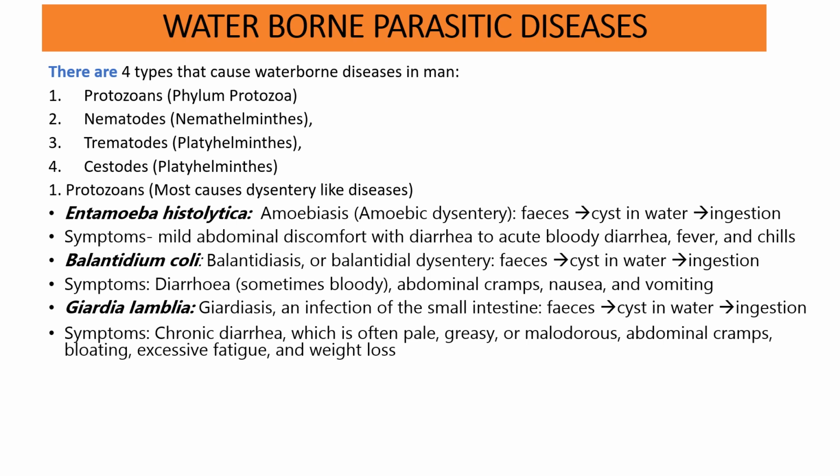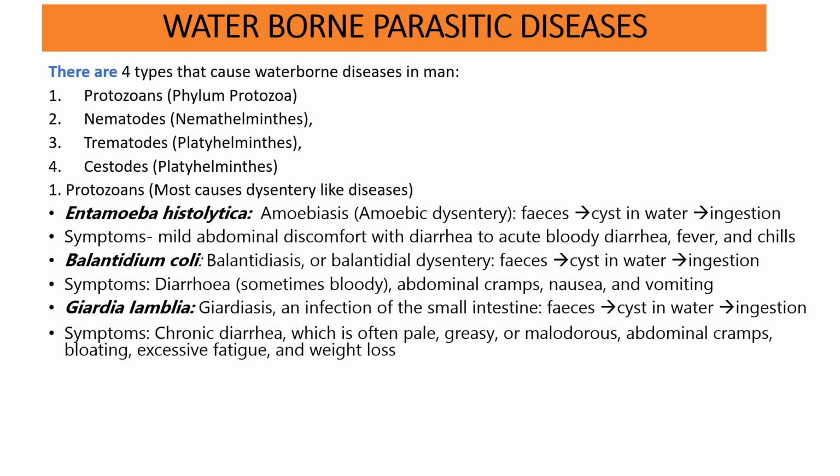The third type of protozoa is Giardia lamblia. Giardia lamblia causes a disease referred to as giardiasis. So if you look at the name of the diseases, usually the diseases are named after the generic name of the parasite. Entamoeba histolytica, amoebiasis. Balantidium coli, balantidiasis. Giardia lamblia causes a dysentery-like disease, which is called giardiasis. Giardiasis is an infection of the small intestine.